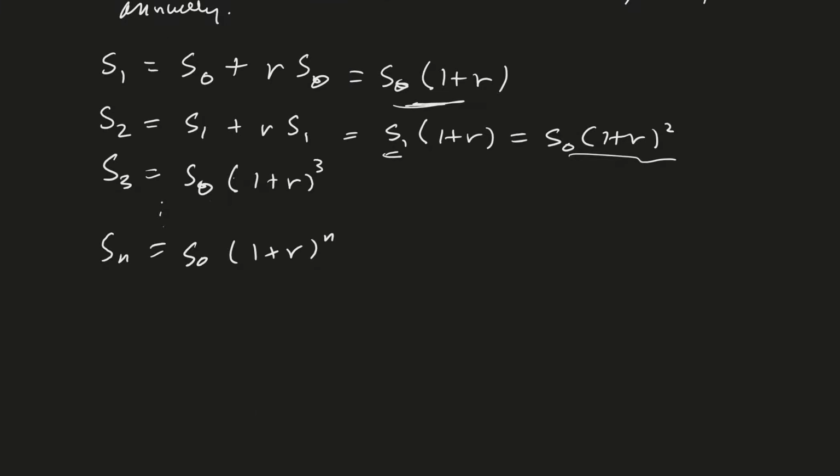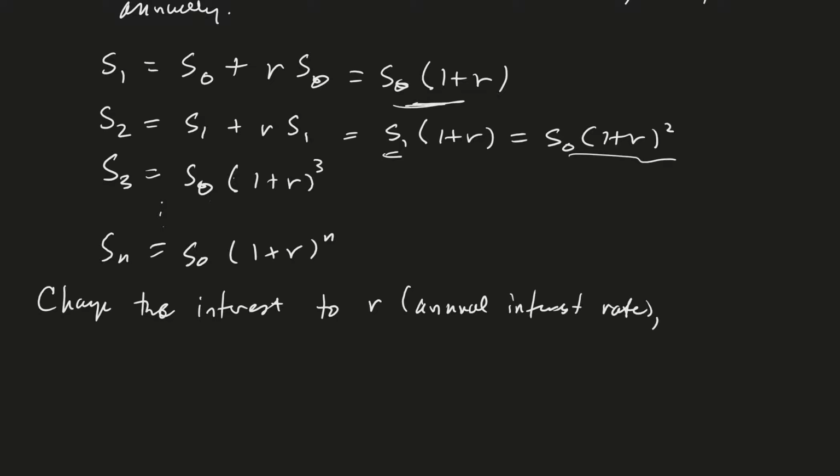So if we change the model, or change the interest to R for annual interest rate, but then we compound the interest m times a year, how is that going to change our model?